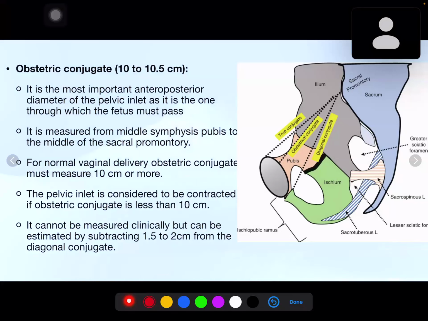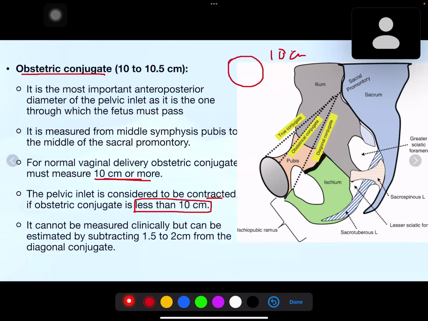The obstetric conjugate should be at least 10, because if it is less than 10, the pelvis would be considered to be contracted. Okay, and why could the baby not pass through this? Because in all the obstetrics we discussed that the fetal head diameter should be 10 centimeters. So every diameter should be more than 10 centimeters to pass the fetal head. Okay, so that's why the 10 centimeter is very important. Okay? Now, what's the problem?